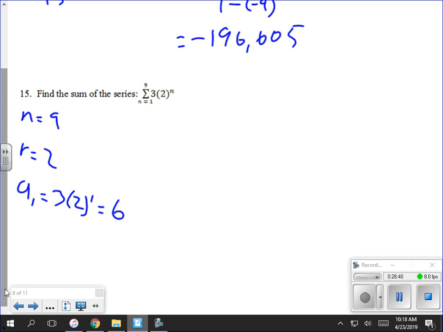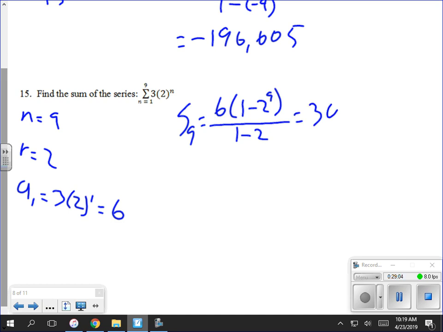And then use the formula. The sum of the first 9 terms is 6 times 1 minus 2 to the 9th power over 1 minus 2. So 1 minus 2 to the 9th times 6 divided by negative 1 gives me 3,066.